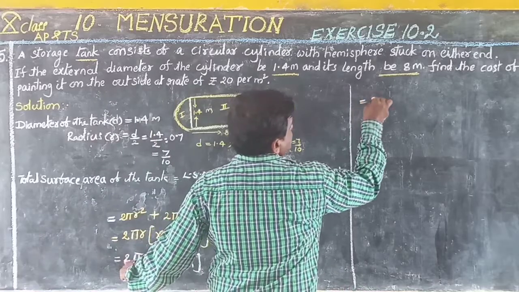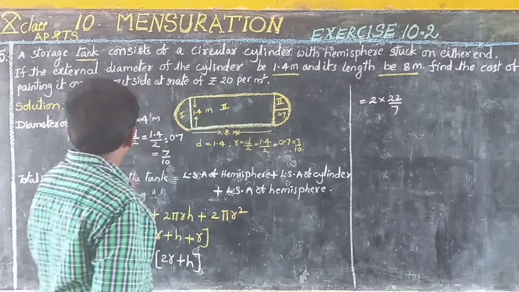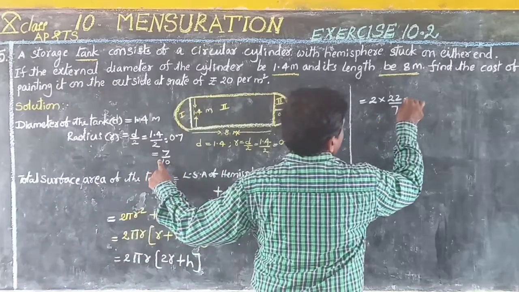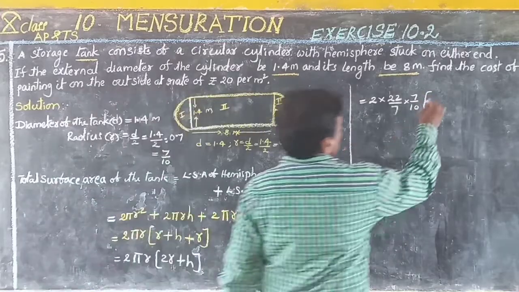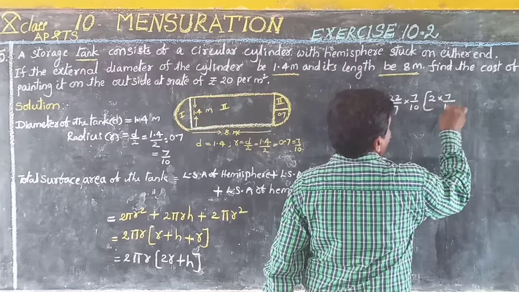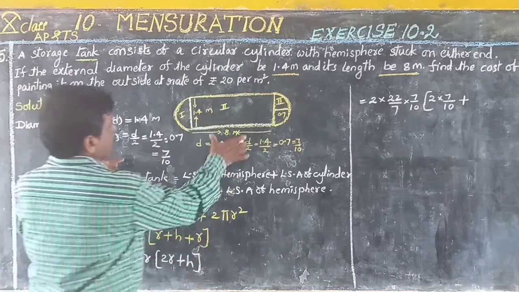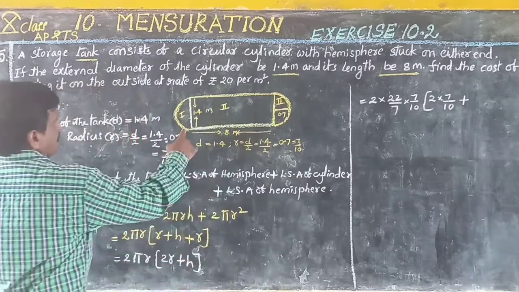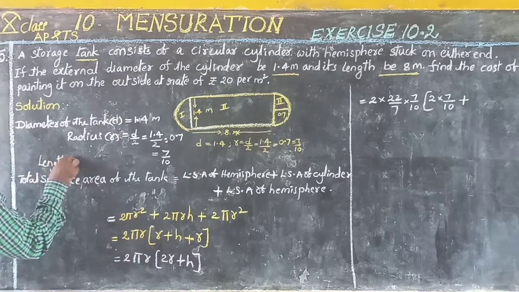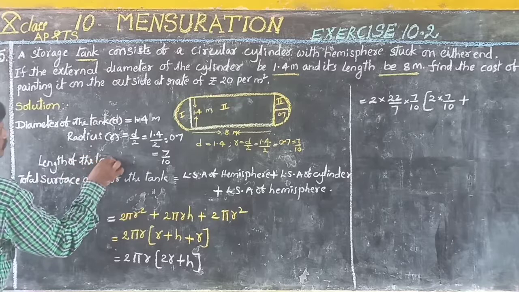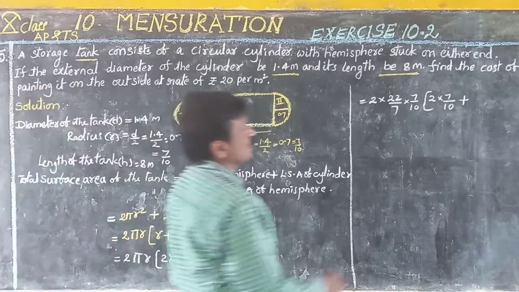So 2, pi means 22 by 7, r means here 7 by 10, 2r means 2 into 7 by 10, plus h. H means length of the tank. Length of the tank is 8 meters. H is equal to 8 meters.